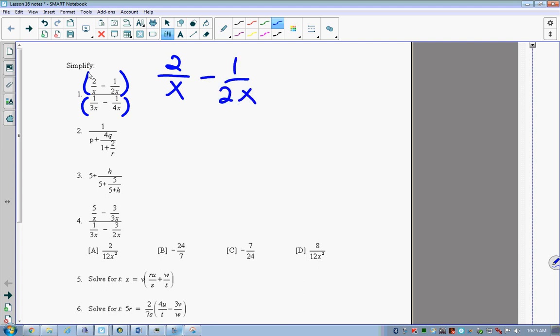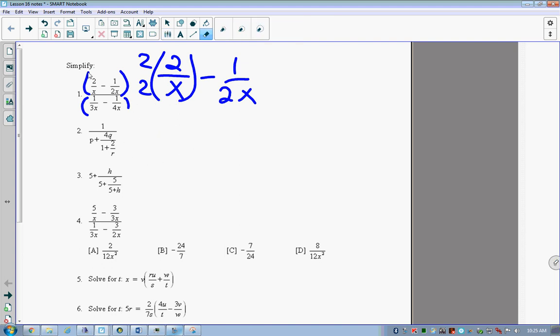All right, here I have a fraction minus a fraction. What do I have to have in order to subtract fractions? Common denominator. What's my common denominator going to be? 2x. In order to do that, I have to multiply my first fraction by 2 over 2, which is going to give me 4 minus 1. Okay, what's 4 minus 1 though? So my reduced fraction is 3 over 2x, correct? All right, do you understand that?